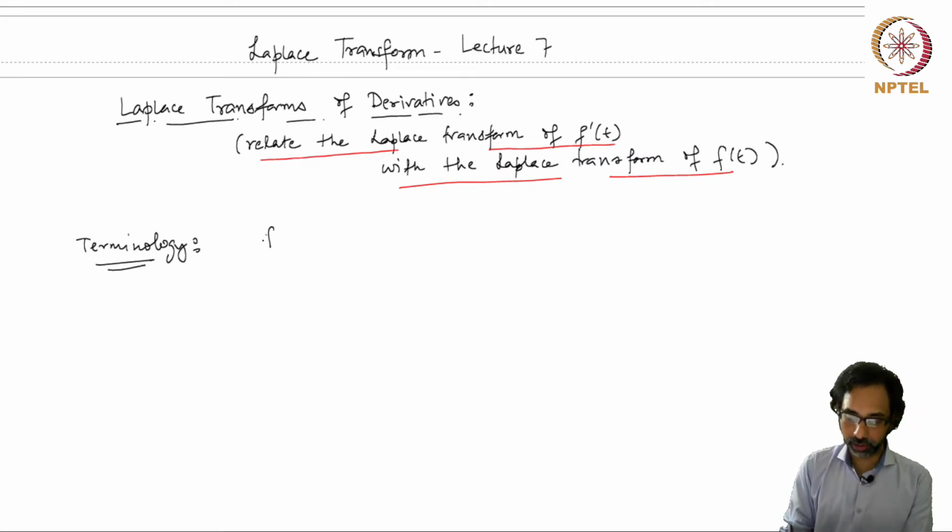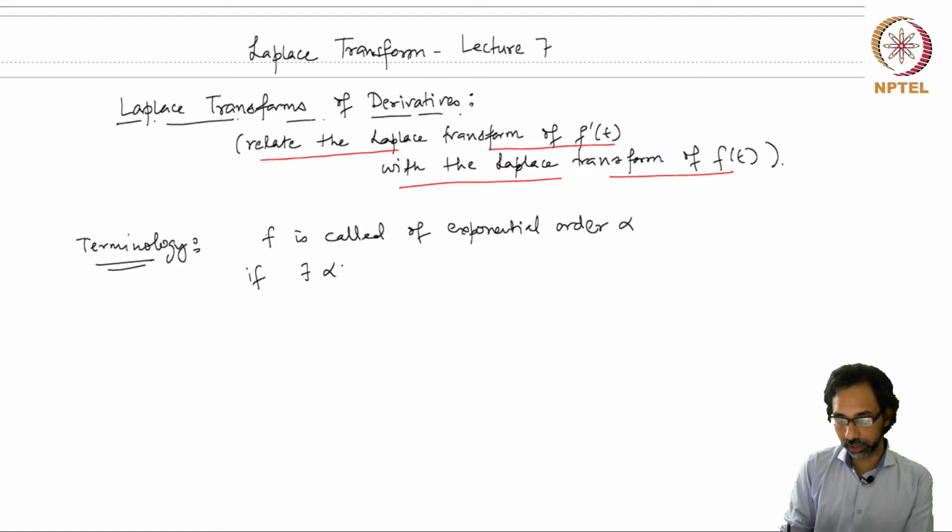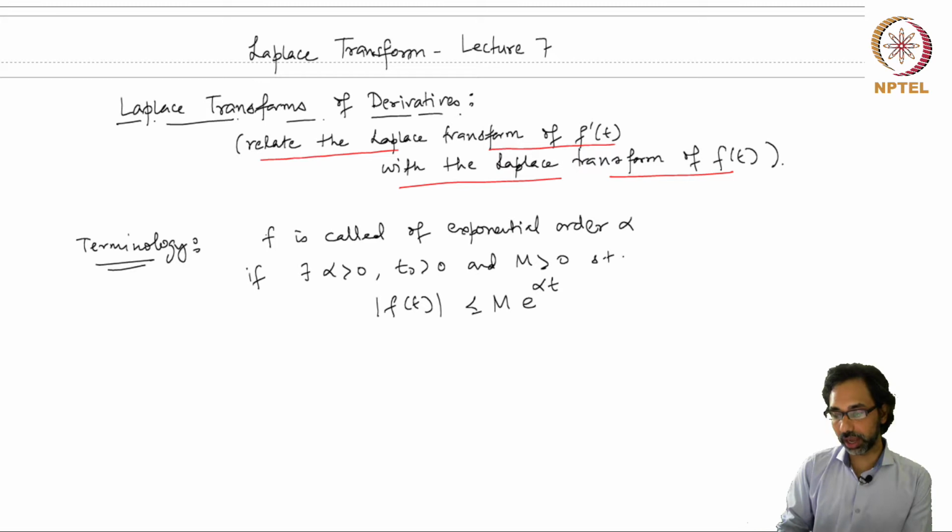We will call f of exponential order alpha if there exist constants alpha, t naught and m, all positive constants, such that mod of f t is less than or equal to m times e to the alpha t for t greater than or equal to t naught.